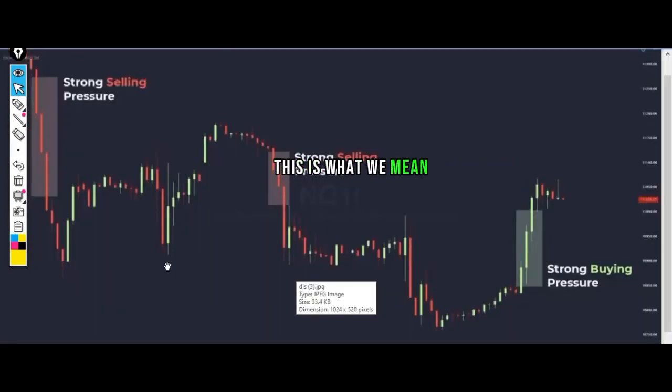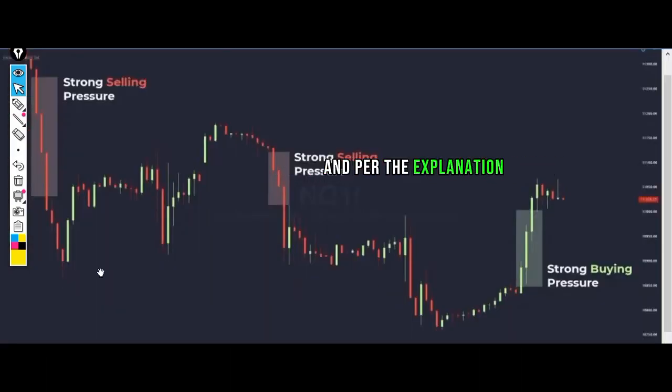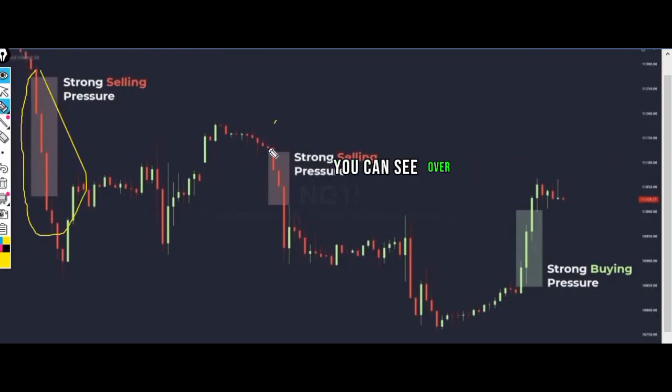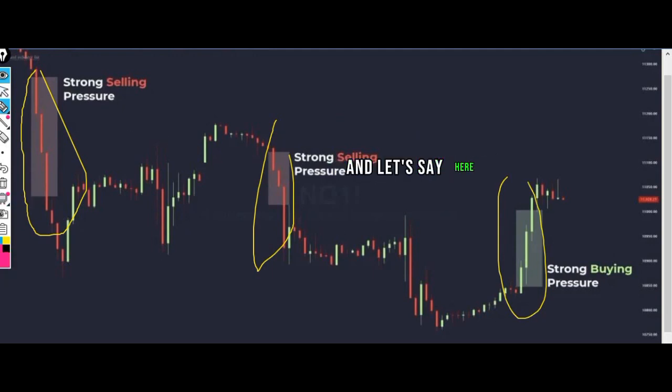So guys, this is what we mean by displacement, and per the explanation you can see it is indeed a candlestick pattern with very large real bodies and very minimal wicks, or rather small wicks, therefore showing us very little disagreement between buyers and sellers. That's why if it is buying, it is buying. If it's selling, it is selling. And that's why you can see the candlesticks are positioned in the same direction. So you can see over here, you can see over here. So guys, you can imagine movements like this, and let's say here you take your buy order, you can forget your account because the movement is crazy. Let's say here you took your sell order, you can lose your account because the movement is super crazy.